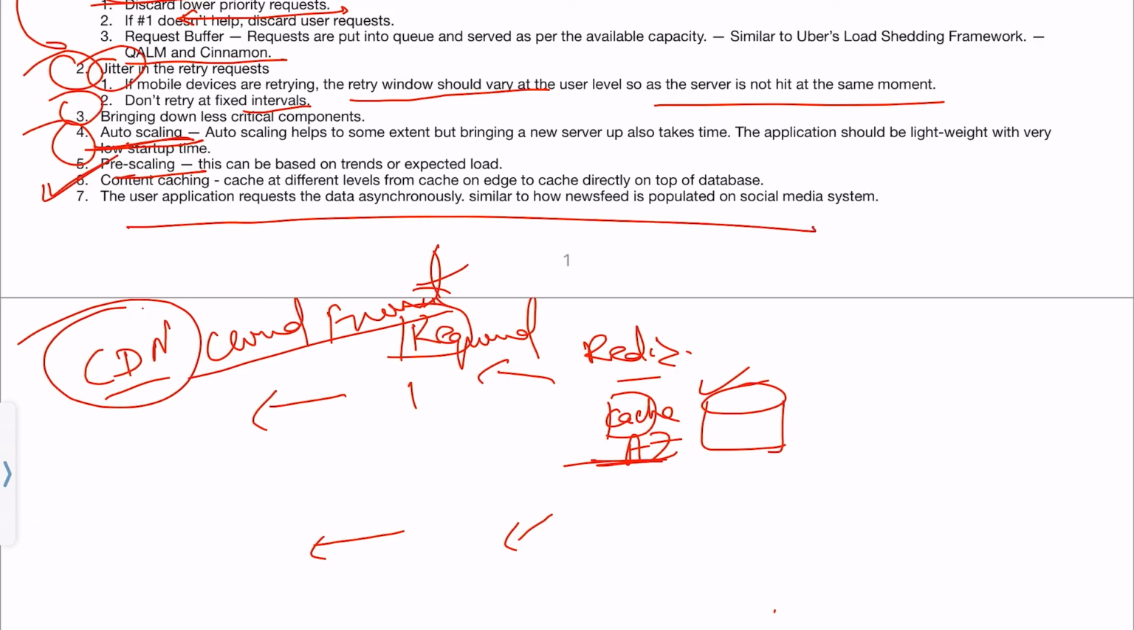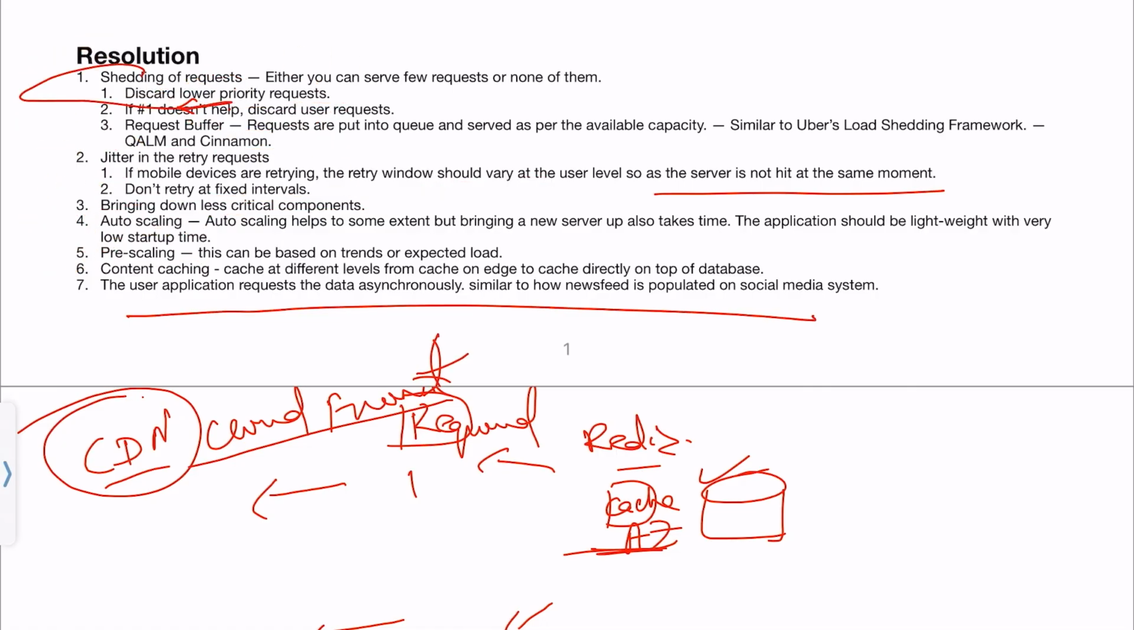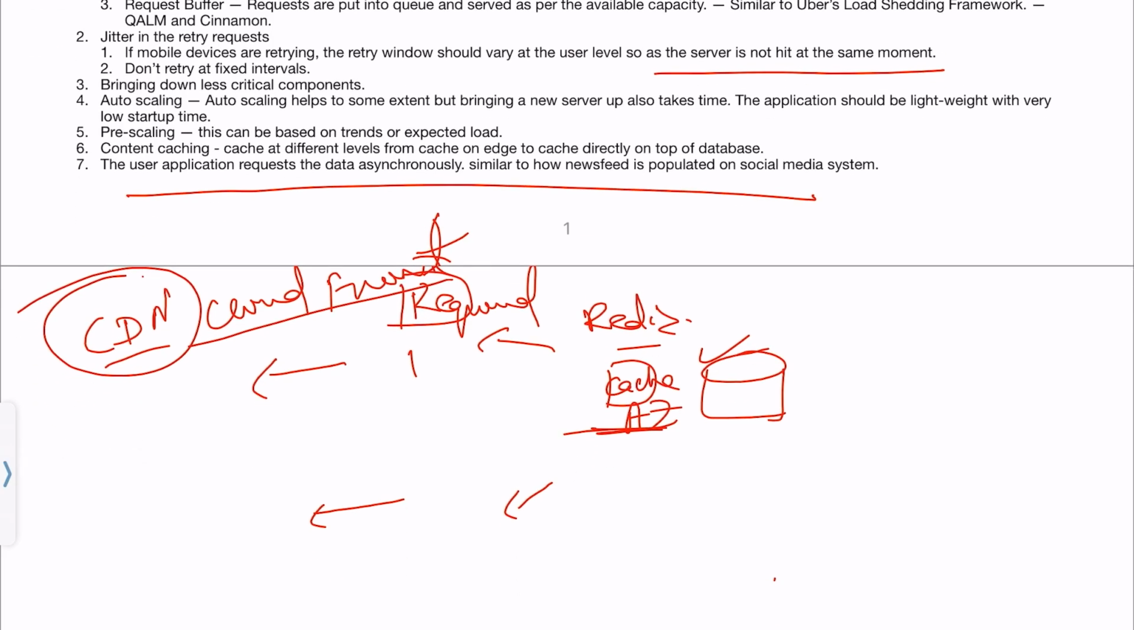Another thing, final resolution, what we can do. So we took an example of social media, the Twitter example. Okay, we also took an example of Netflix, and we also discussed removing the less critical components, discarding the lower priority requests and bringing down the less critical components. So what we mean by all these things is that you remove the unwanted traffic. Okay. Another thing is, you do that processing asynchronously.